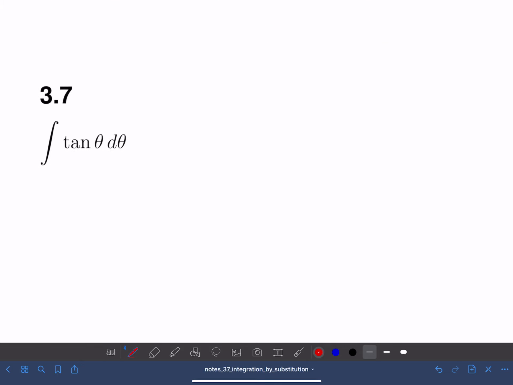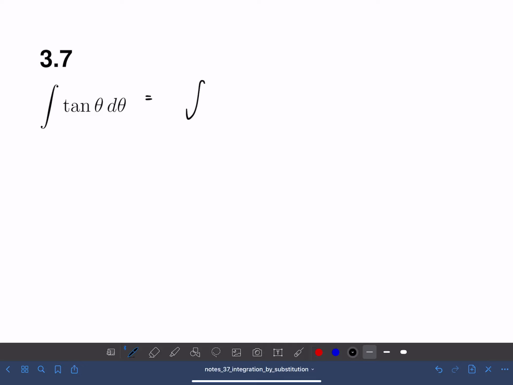One more I want to do with you here. This one's a little bit surprising. Now, I don't know of any function off the top of my head whose derivative is tangent. Because all the ways to get tangent out of the basic trig functions were secant tangent or secant squared, and I don't have either of those. So as far as getting off the ground on this problem, I think the right thing to do is to rewrite this as the integral of sine of theta over cosine of theta d theta.